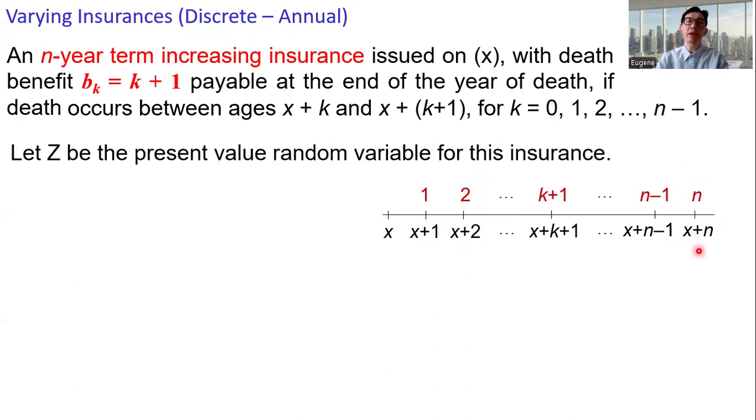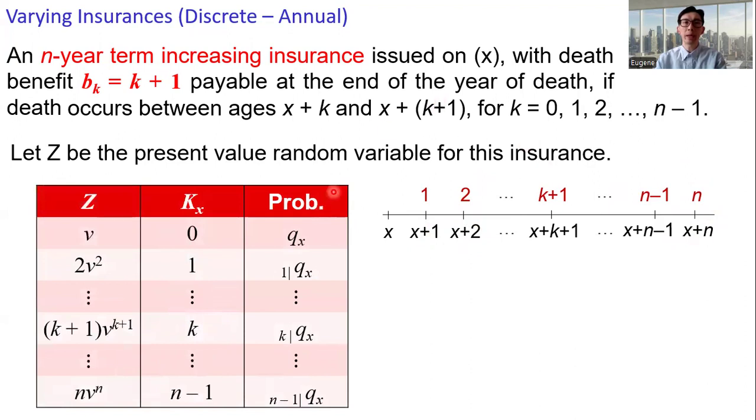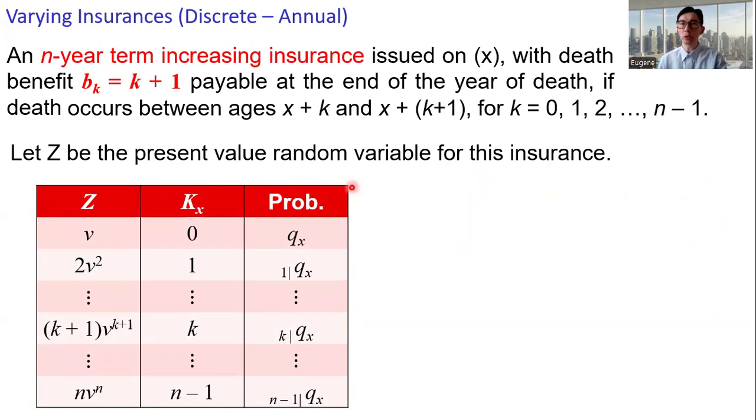Let Z be the present value random variable for this insurance. And here we have the full PMF table. With this, we can get the expected value of this insurance. The actuarial notation for n-year term increasing insurance is given by this. IA denotes increasing insurance.